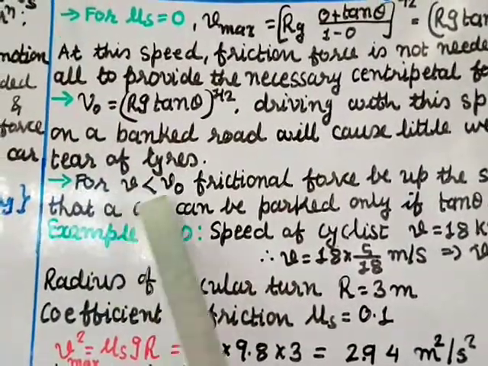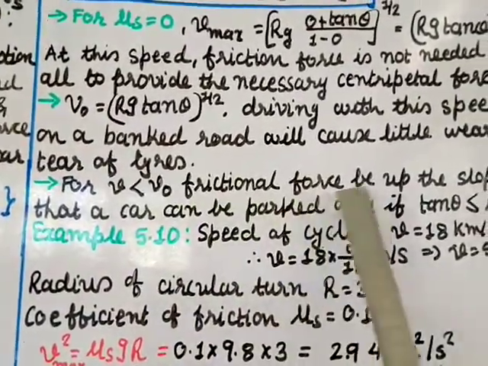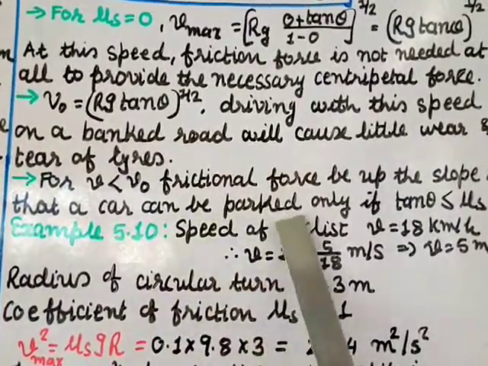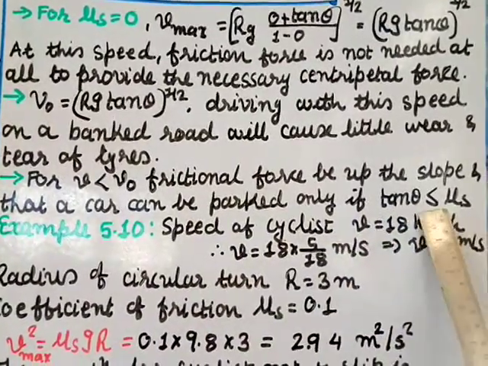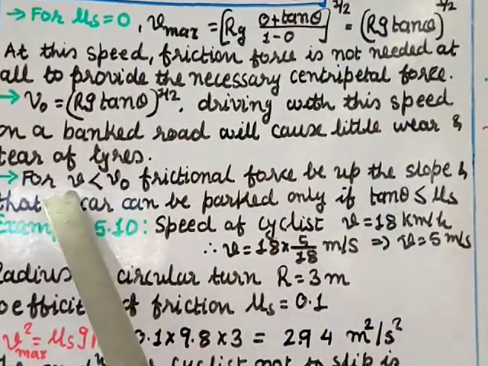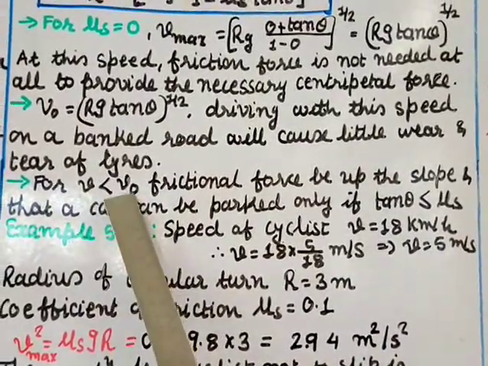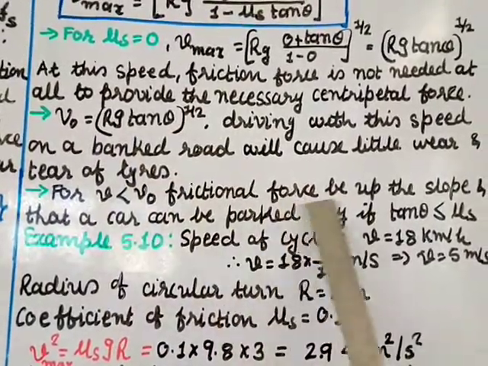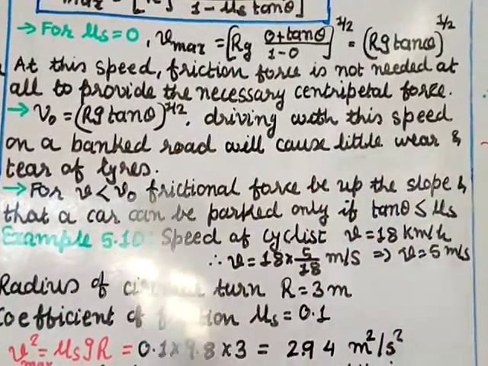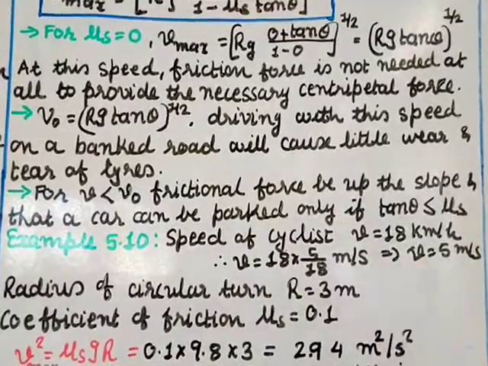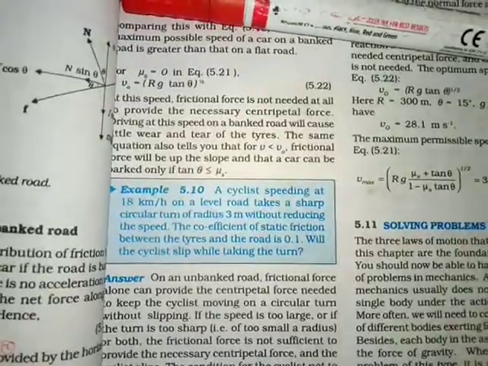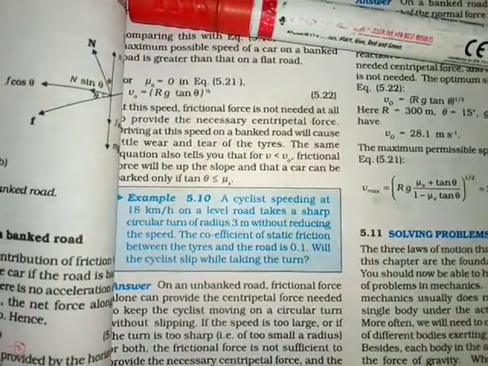For V less than V naught, the frictional force will be up the slope, and a car can be parked only if tan theta is less than or equal to mu s. So if the velocity is less than V naught, then the friction force is up the slope, and a car can be parked only if tan theta is less than or equal to mu s. Next we have example 5.10.